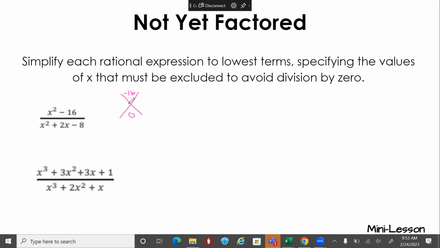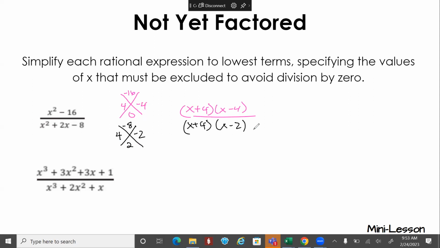Can you multiply 8, -8? Yeah, there you go. So this can be written out as x plus 4 times x minus 4. In the bottom, we're going to factor. A times C is going to give us -8. B is going to give us 2. What two numbers can we multiply together to give me -8, but add together to get me 2? 4 or -2. So x plus 4 and x minus 2.